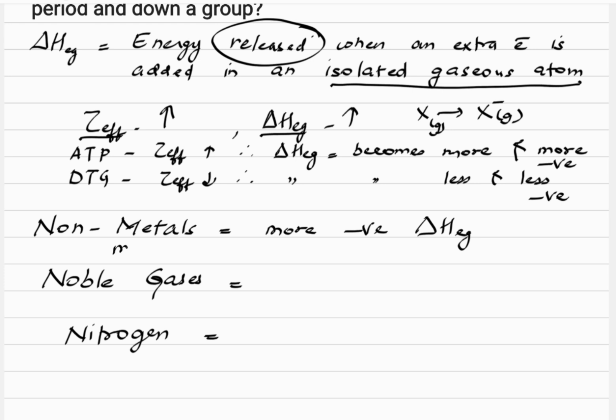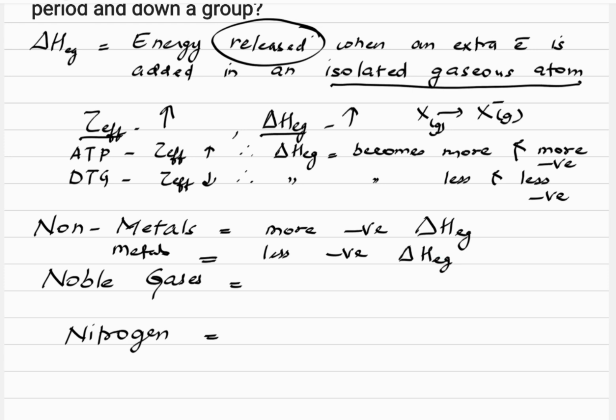When we talk about metals, metals obviously would have the opposite trend. There will be very less value of electron gain enthalpy. So you would see values along the lines of minus 40, minus 60, minus 70, yet a negative value. Less negative electron gain enthalpy for metals.